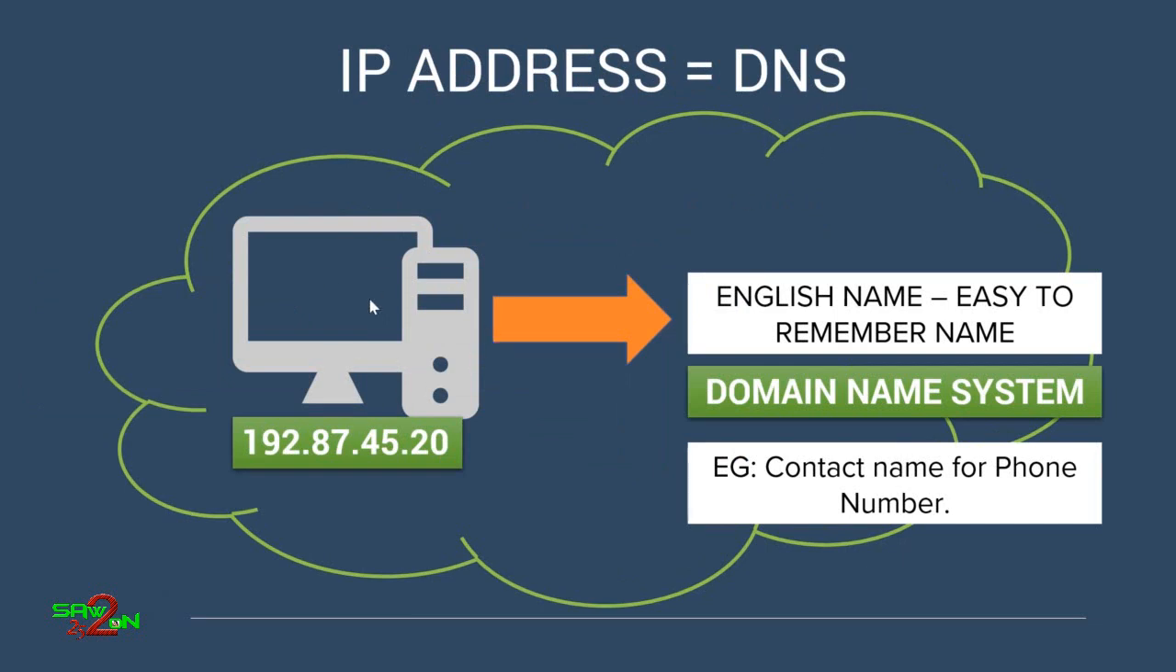Every computer in the internet which has an IP address, you can give an English name, that is an easy to remember name. That is nothing but domain name service, DNS. DNS is nothing but an English name or an easy to remember name for your computer which has an IP address. Remember, you need to have a unique IP address, and to that unique IP address you assign the domain name system. And why do you do it?